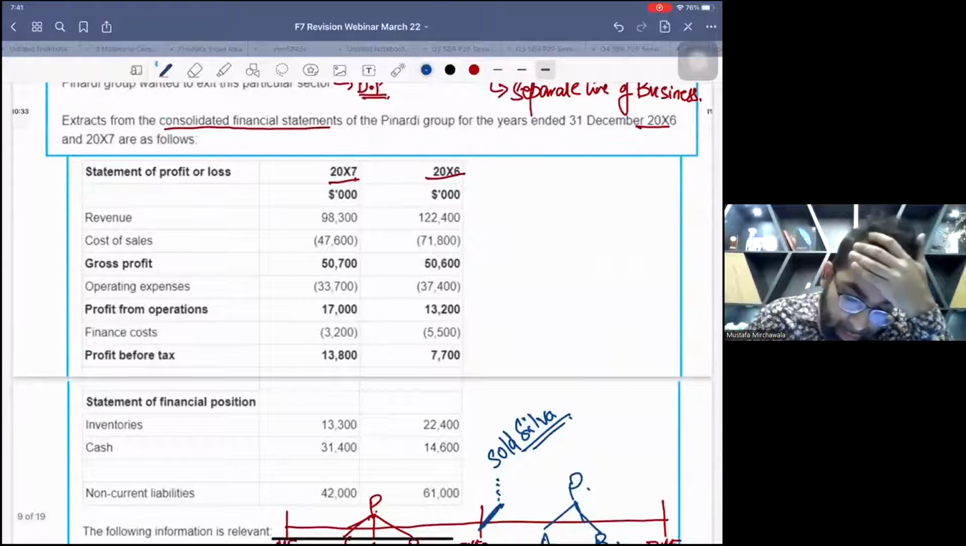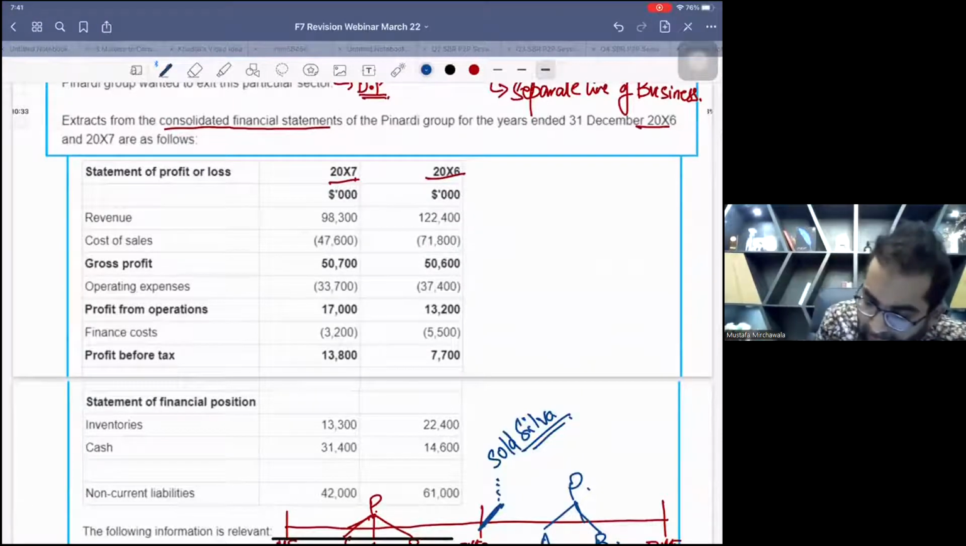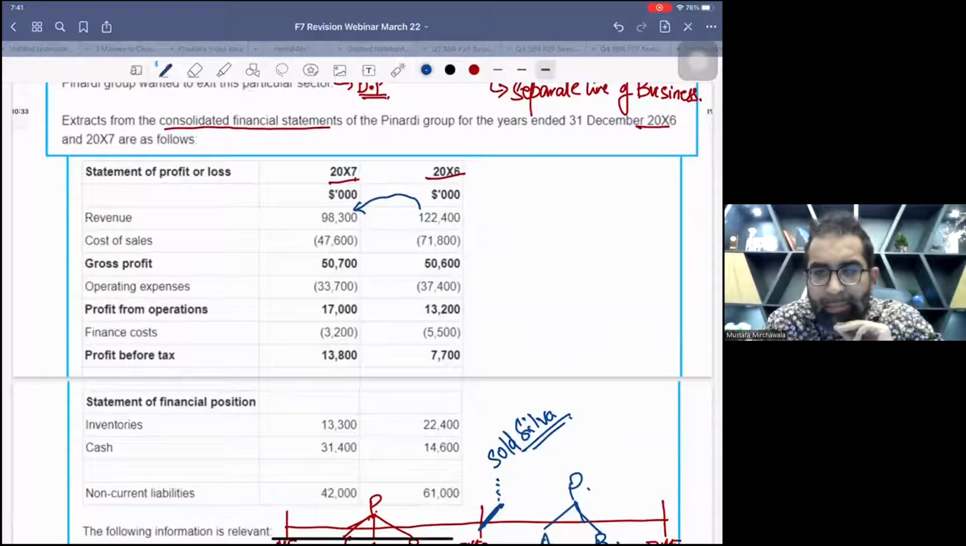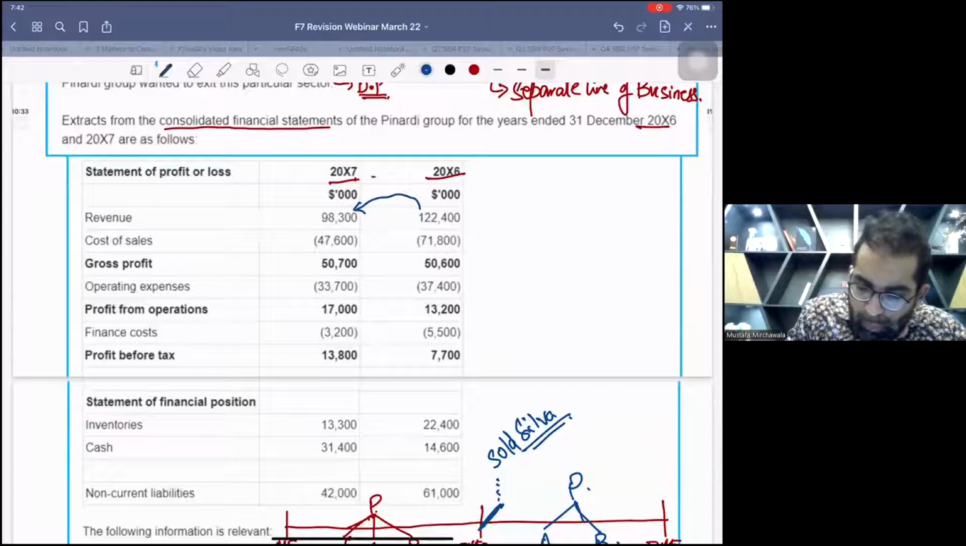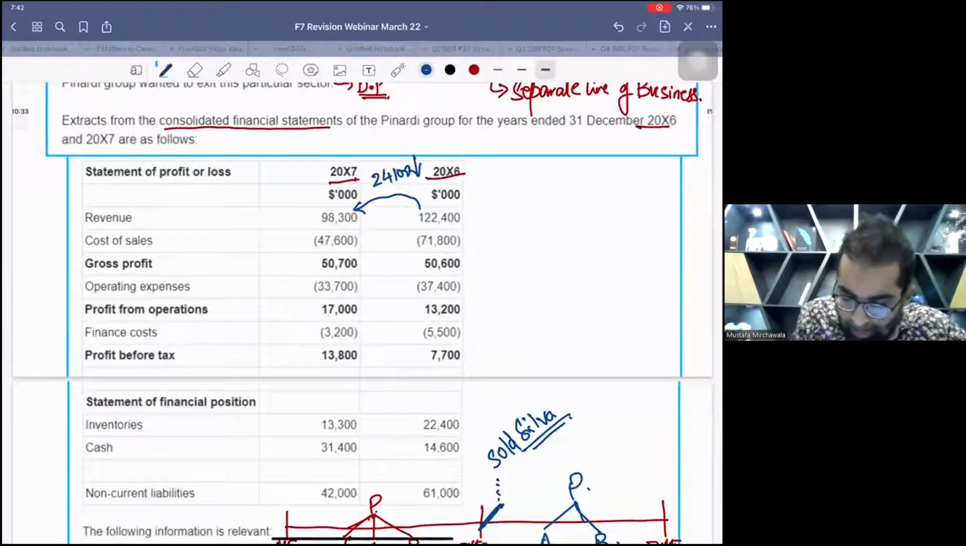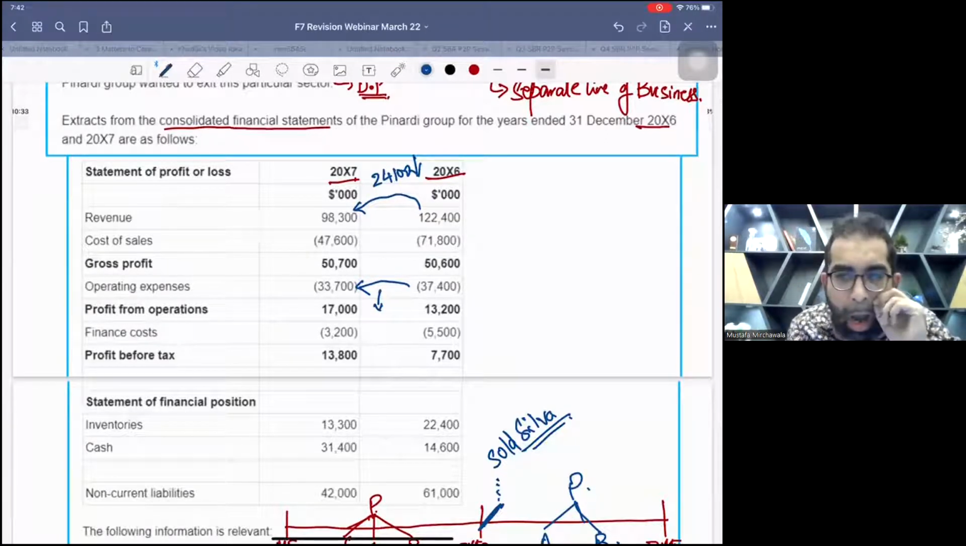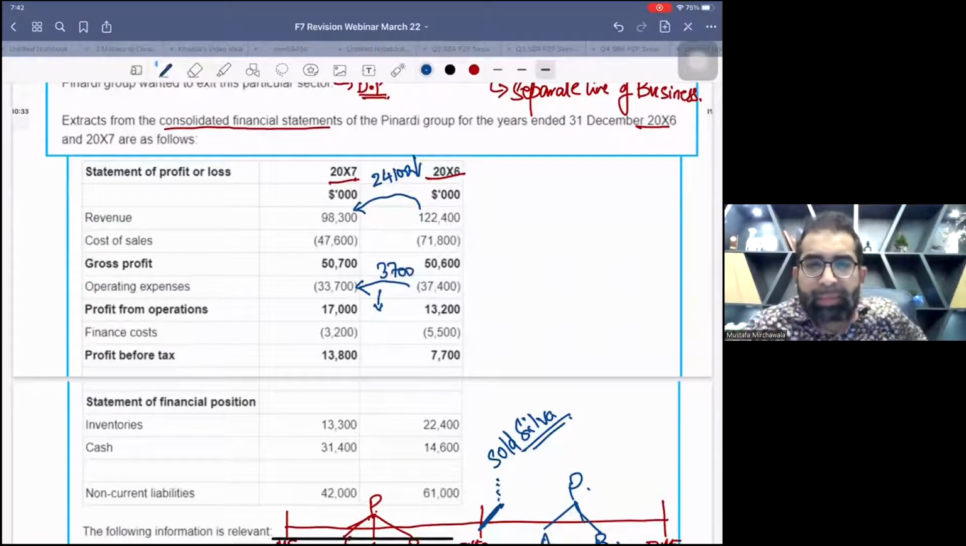Now, the two income statements are in front of you. Listen. If you see, the revenue went down from last year to this year. Can anybody tell me 122,400 less 98,300? It's 24,100 down. Now, operating expenses also went down by something. How much? 37,400 less 33,700. How much? 3,700. Okay. So just think, revenue decreased by a big amount, but operating expenses decreased by only a little amount.